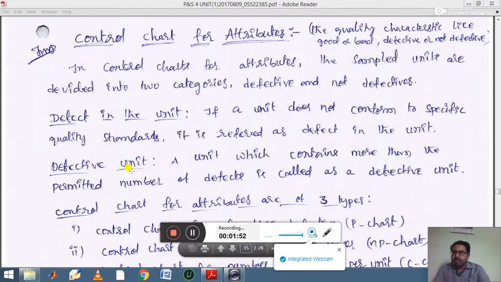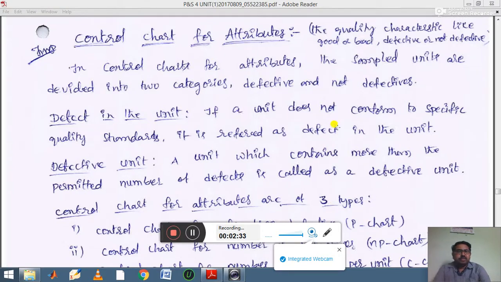Let us go with the defective unit. A unit which contains more than the permitted number of defects is called a defective unit. The number of defects in a unit is more than the permitted number. If one product is not meeting the standard requirements, that is called a defect in the product or unit. If the number of defects in a unit is more, it is regarded as a defective unit.